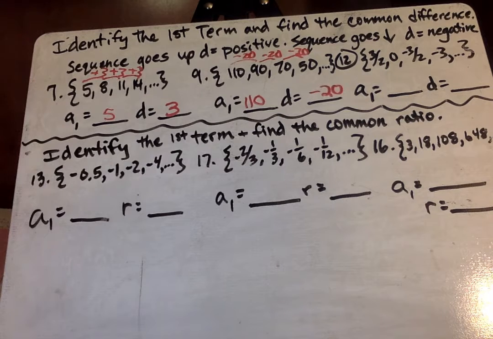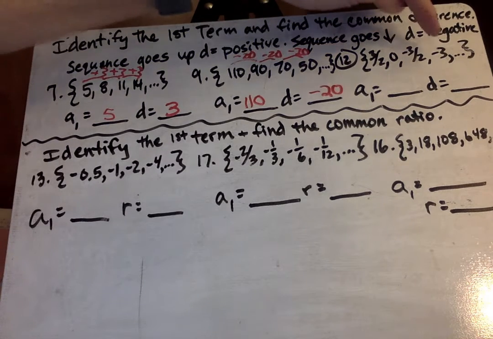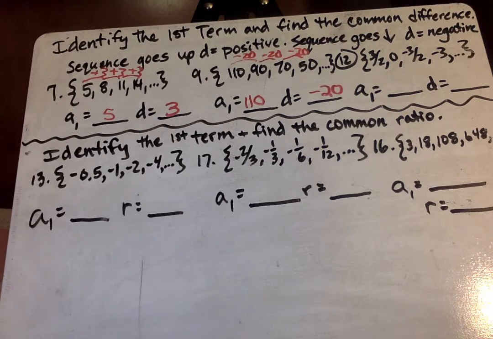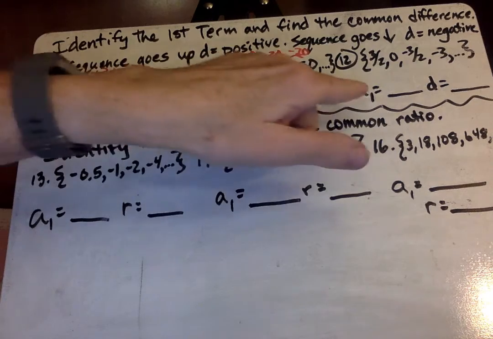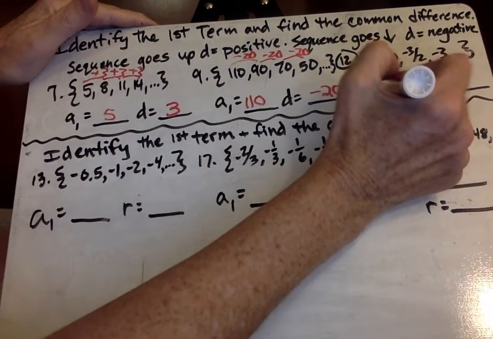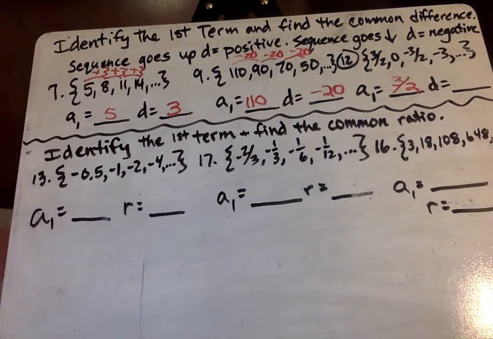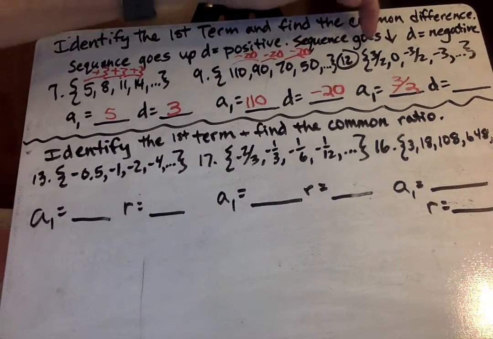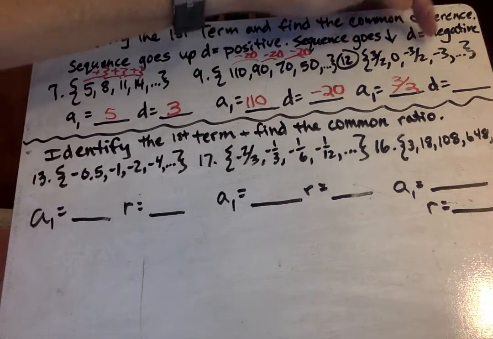And it has some tricky stuff with 3 halves, 0, negative 3 halves, negative 3. So again, it's like, oh, there's a bunch of fractions. I don't know. Well, A1 is easy. That's the first term, 3 halves. Okay. And the difference, oh, is it going down? Yes, 3 halves, 0, then negative, higher negative.